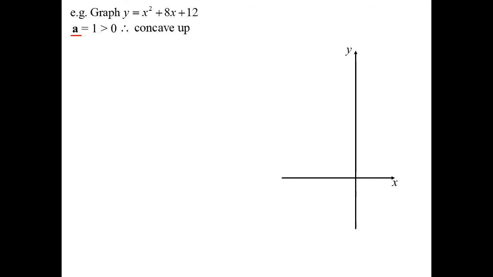For instance, I probably wouldn't bother writing down, oh, A is equal to 1, so I know it's concave up. In my head, I'm thinking that, so now when I draw it, it should be concave up. This one, of course, I will draw. The y-intercept's quite important, so let's plot that one. There it is, up at 12.